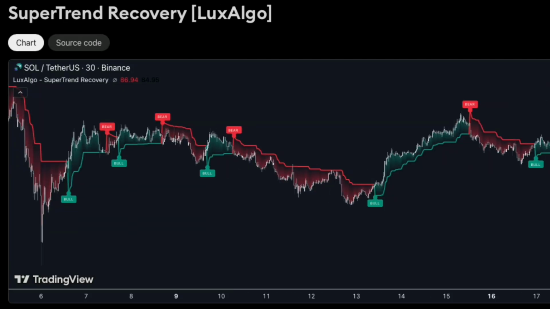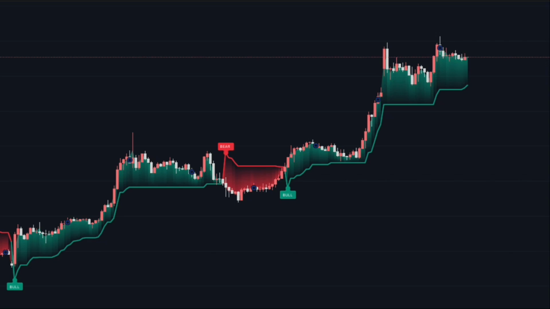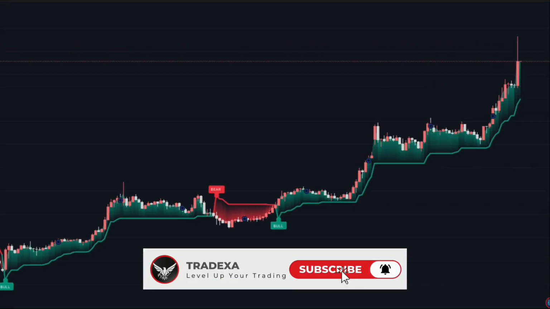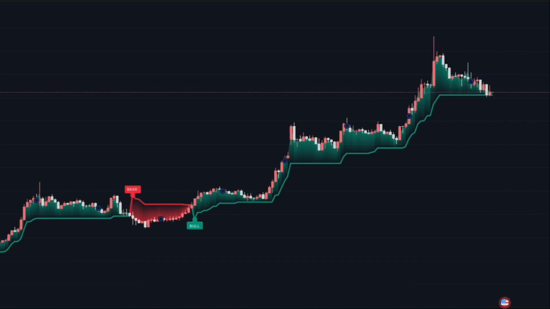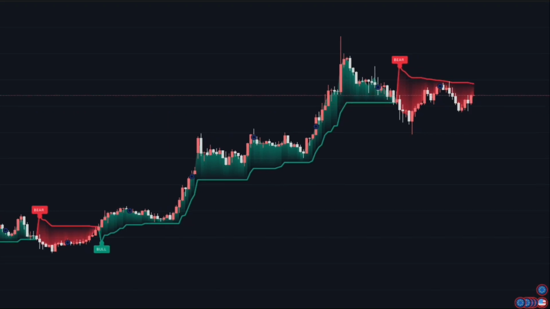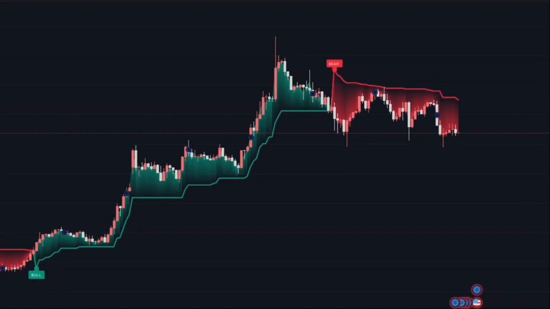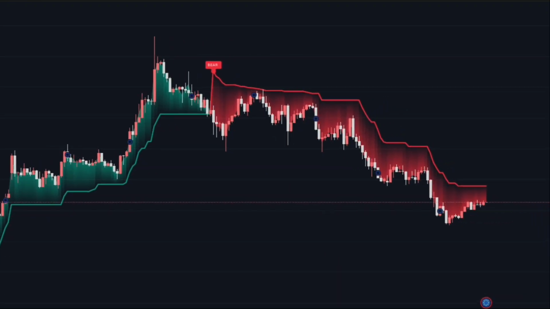Number 8, Supertrend Recovery by Lux Algo. Supertrend is classic, but recovery flips it into a predictive containment field. Once price breaks a zone, the recovery version tracks how the trend heals, where retracements stall, and where continuation is most probable. Best use case is to treat it as your bias confirmation layer. When price tests the recovery overlay and holds, you're set up for the next impulsive leg.